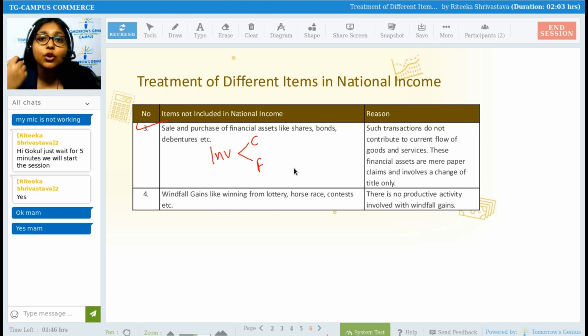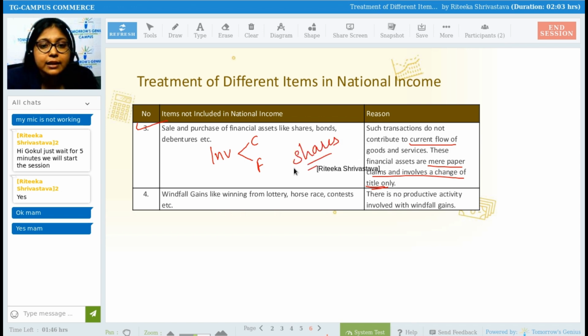Now, such transactions will not contribute to national income because they do not contribute to the current flow of goods and services. These financial assets are mere paper claims and involve a change of title only. Now, why will the transfer, purchase or sale of shares not be included in national income? Because we assume that it deals with paper, it deals with documentation, it is not producing any kind of goods and services in the economy.